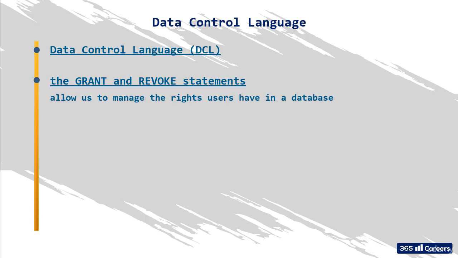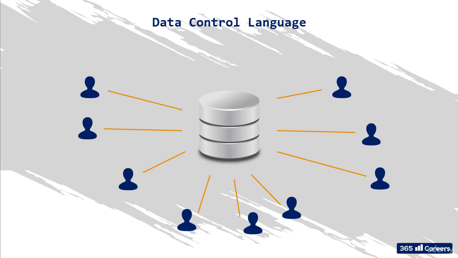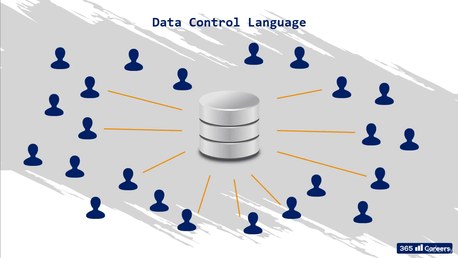The data control language is a syntax containing only two statements, grant and revoke. As you probably guessed, these statements allow us to manage the rights users have in a database. The thing is, a database is typically used by tens or hundreds, sometimes even thousands of people, all members of the institution, organization, or company to which the database belongs. These people are called users, and they don't necessarily have the same rights of access to the information in the database. This is where grant and revoke come into play.